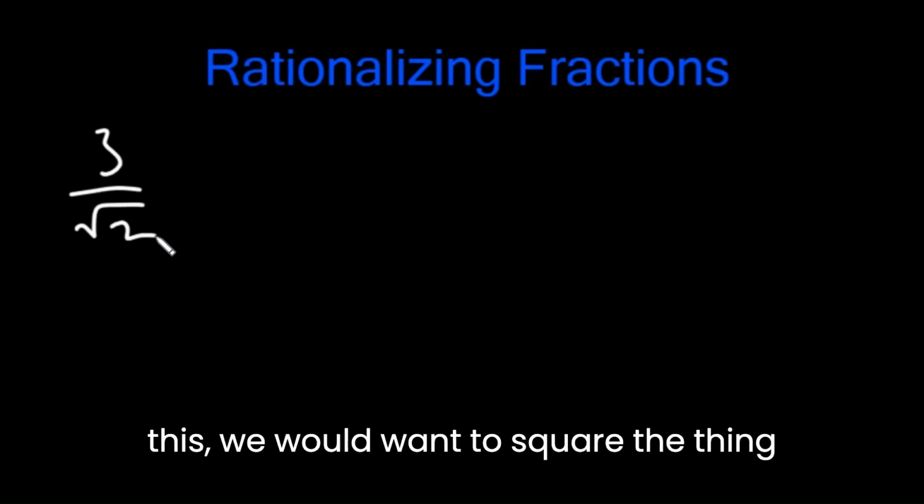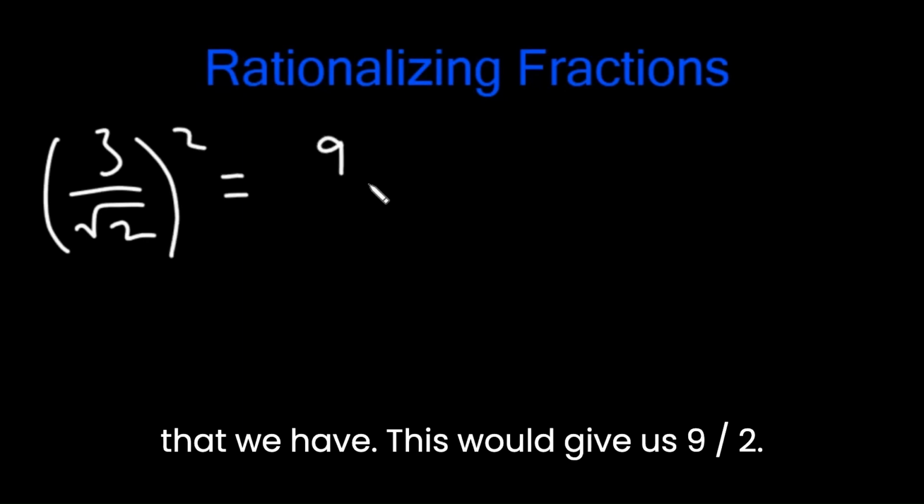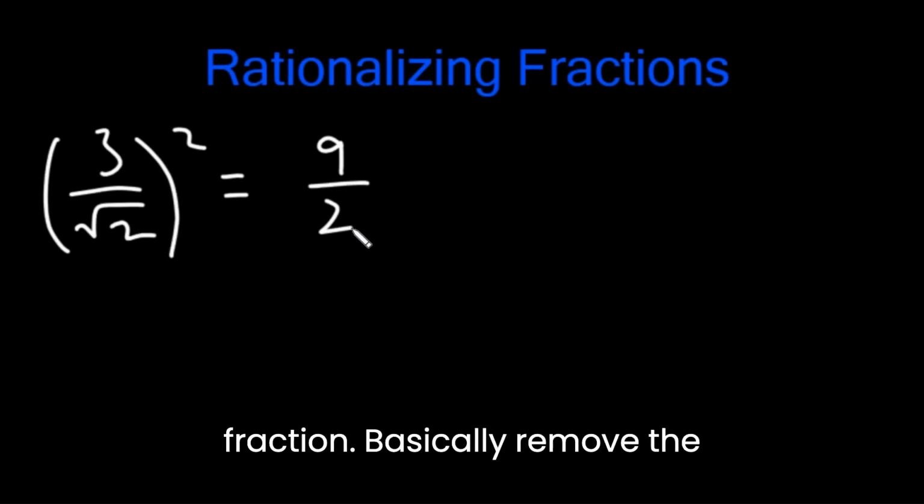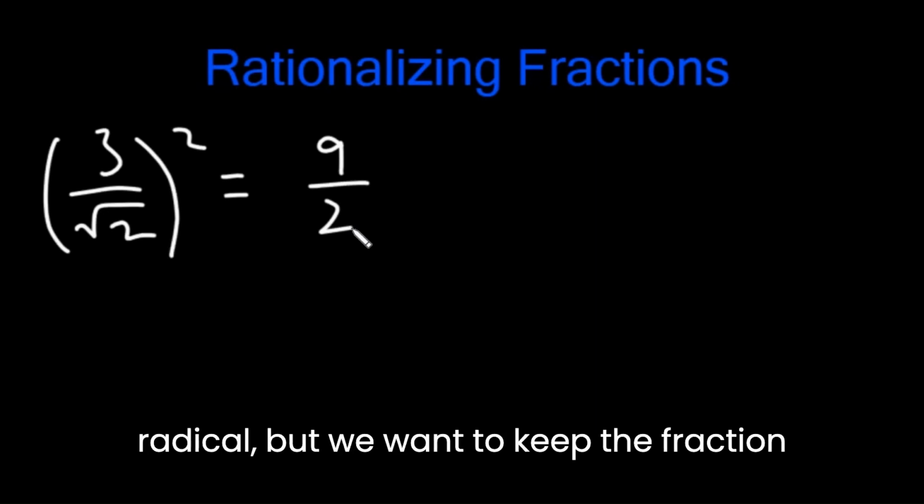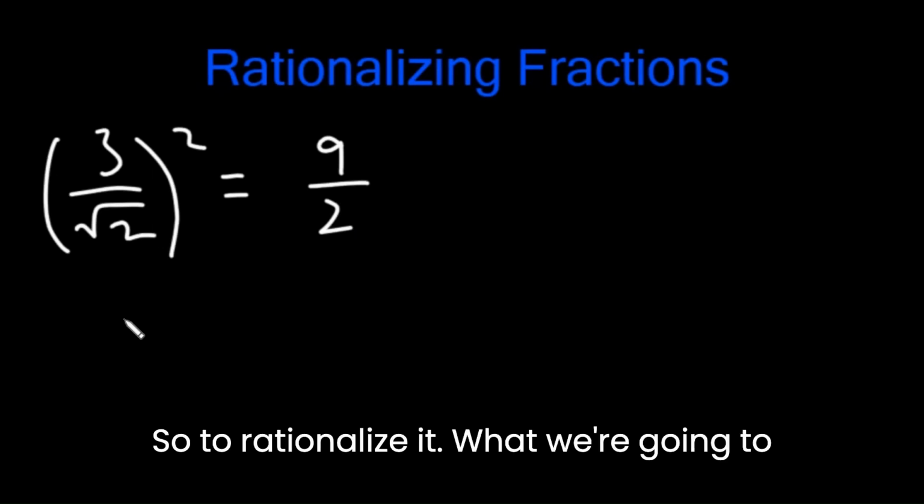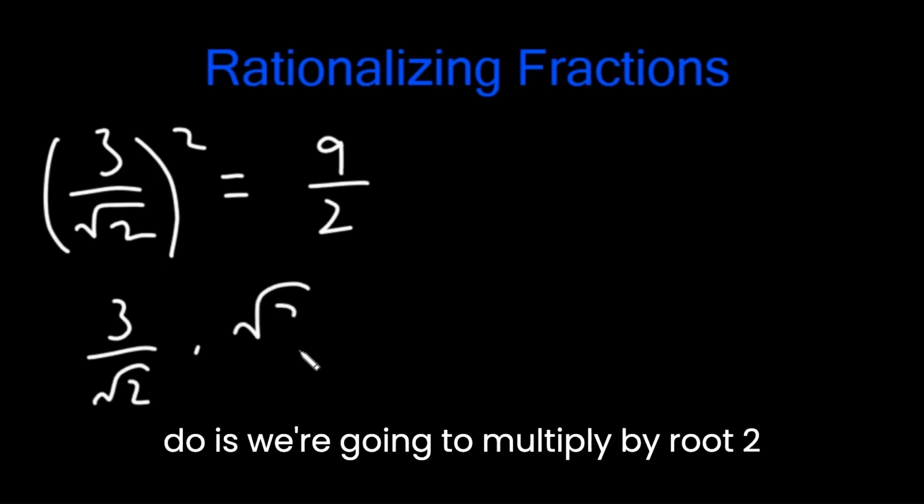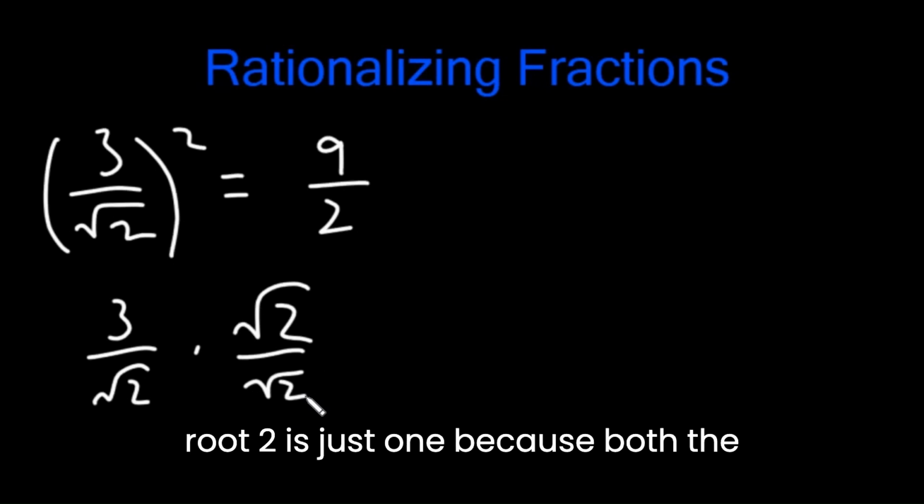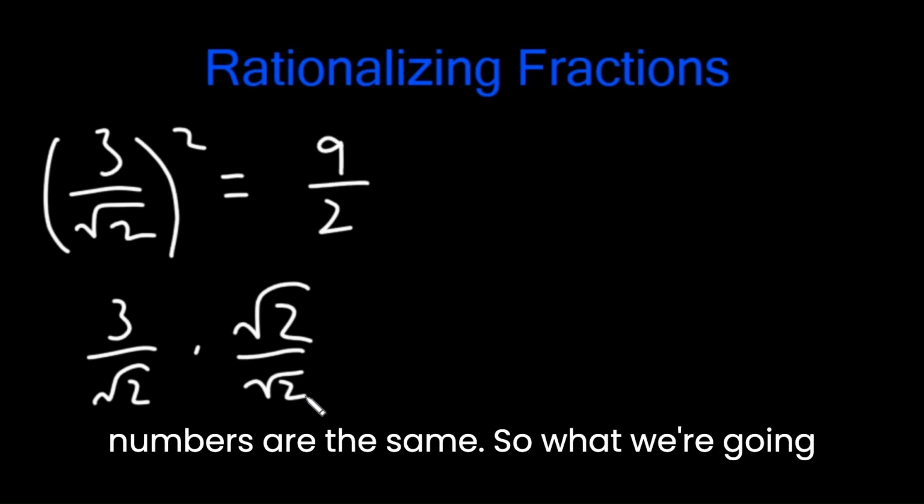To do something like this, we would want to square the thing that we have. This would give us 9 divided by 2. But this doesn't keep the fraction the same. We want to rationalize the fraction, basically remove the radical, but we want to keep the fraction the same. So to rationalize it, we're going to multiply it by root 2 divided by root 2. Root 2 divided by root 2 is just 1 because both the numbers are the same.